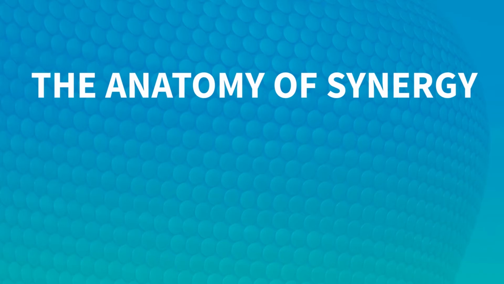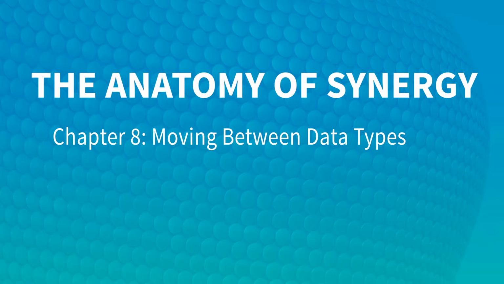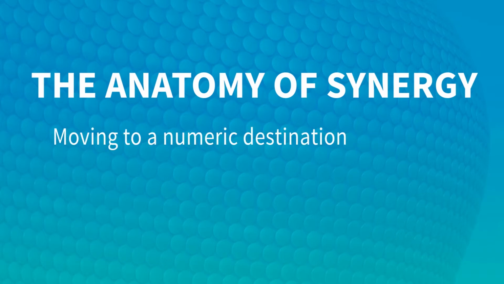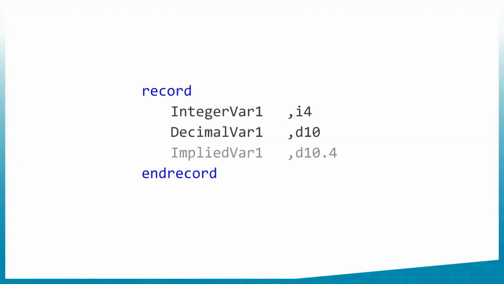In the last video, we learned about Boolean data and using Boolean operators to manipulate that data. Now that we've covered common data types in traditional Synergy, we'll take a look at how to move between different data types. Let's get started. First, let's see what happens when we move data to a numeric field, such as an integer, decimal, or implied decimal field.